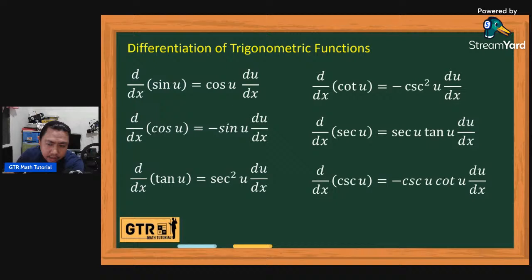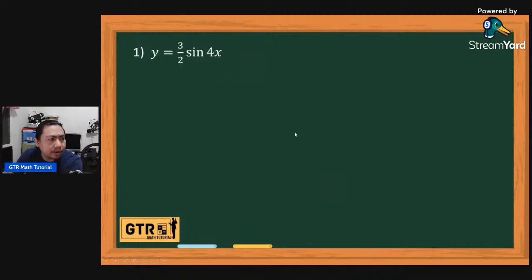Okay, so I prepared 10 items for this topic. Meron tong explicit at may implicit din. For example number 1, we have y equals 3 over 2 sine 4x. We're going to use the formula, derivative of sine u equals cosine u times derivative of u with respect to x. So 3 over 2 here is a constant, so just put the constant sa labas ng derivative natin. Just evaluate derivative of sine 4x.